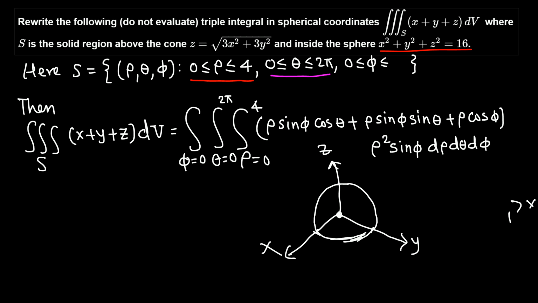Now we have to worry about finding phi. If we read carefully, the solid region is above the cone and inside the sphere. The cone z equals a non-negative number, since a square root is always positive, though it can be 0. So if we graph this cone, it is non-negative, which means it will be above the xy plane. A cone looks something like this, not exact, but similar.